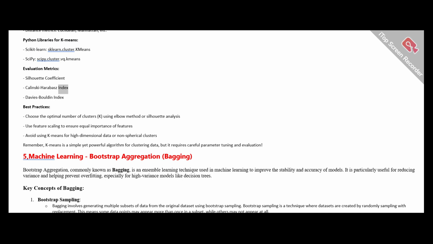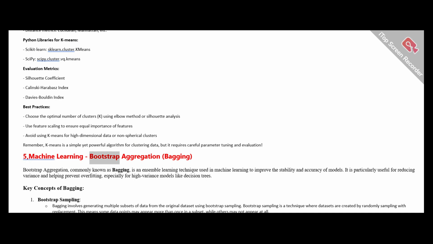Calinski-Harabasz index, Davies-Bouldin index. Best practices. Choose the optimal number of clusters, K, using the elbow method or silhouette analysis. Use feature scaling to ensure equal importance of features. Avoid using K-means for high-dimensional data or non-spherical clusters. Remember, K-means is a simple yet powerful algorithm for clustering data, but it requires careful parameter tuning and evaluation.